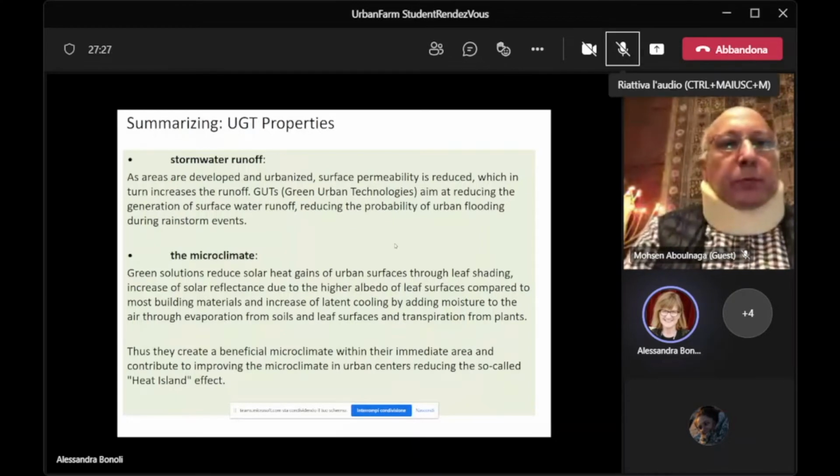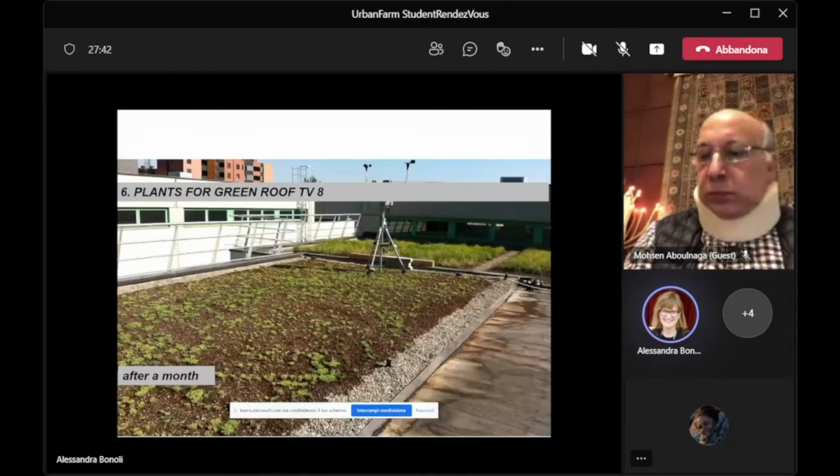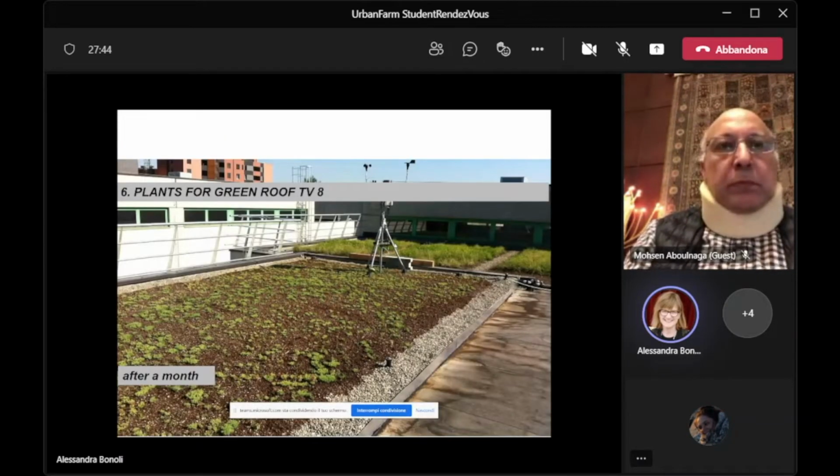Summarizing stormwater runoff, the microclimate of our buildings, and also at urban scale, urban green technologies can give a really effective contribution, but also in terms of energy consumption, because of the reduction of energy we need for heating and cooling, and other environmental good effects.